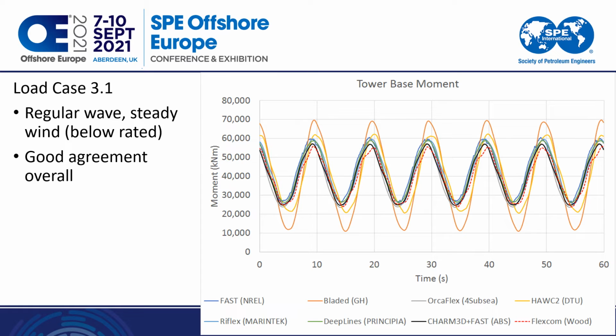Staying with load case 3.1 for a moment, so it's regular wave excitation with steady wind, which is below the rated wind speed of the turbine. We're now looking at tower base moment, which is a crucial parameter for wind turbine design. It affects the size and the cost of the tower interface between the tower and the platform. So there's good agreement between the various software modeling tools. One of the tools there probably over predicts the tower base moment, but by and large, the other tools are all showing very close agreement for the tower base moment, which is reassuring.